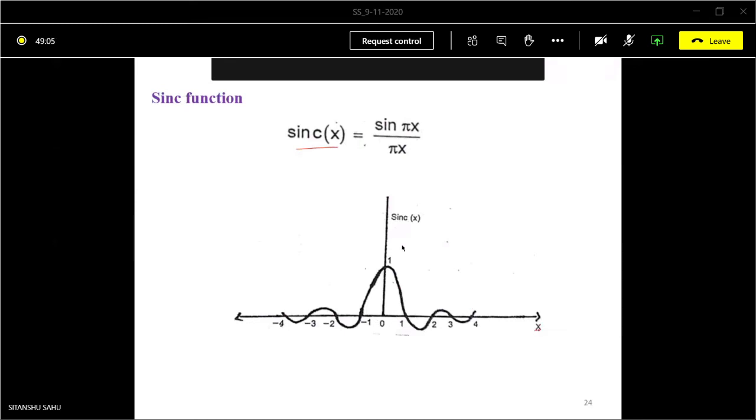Here its value is again 1 at x equal to 0. The zero crossings are at 1, 2, 3, 4 like that, and the amplitude slowly decreases as it goes to infinity. Its value is 1 at t equal to 0. So this is the sinc function that we have already discussed earlier.